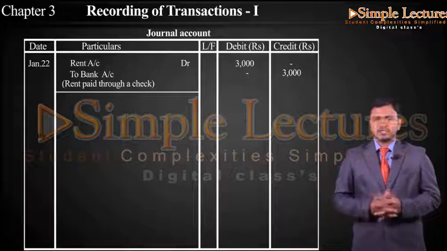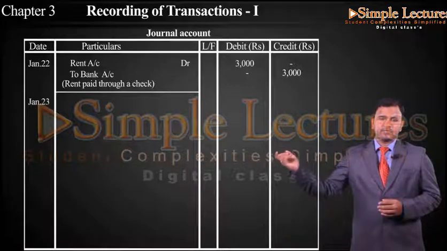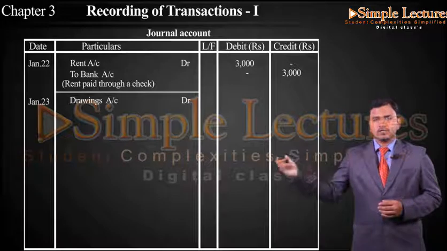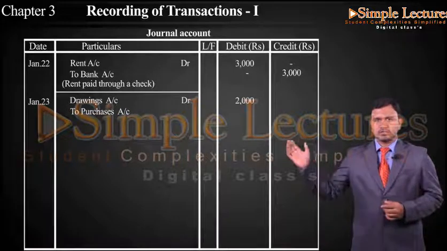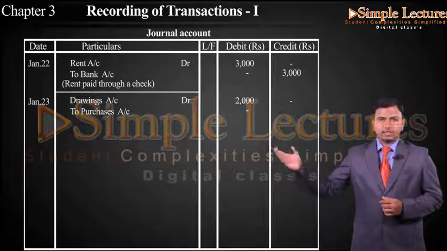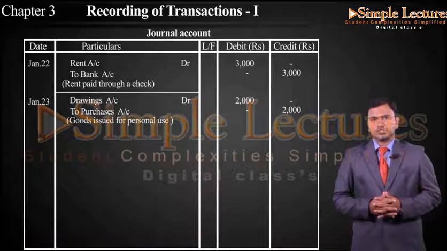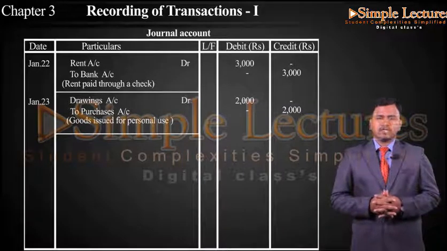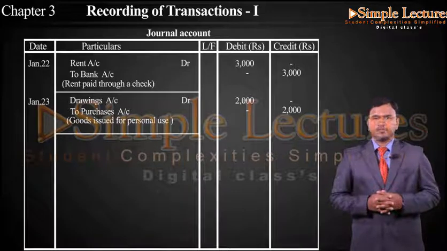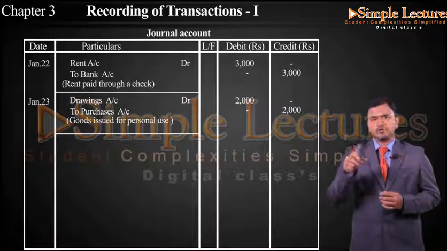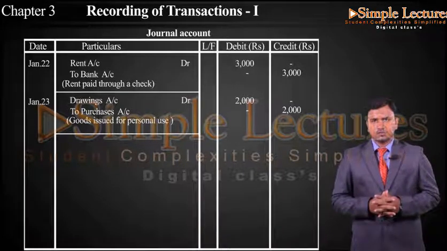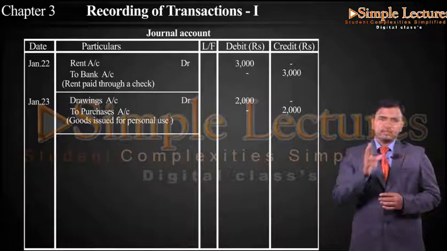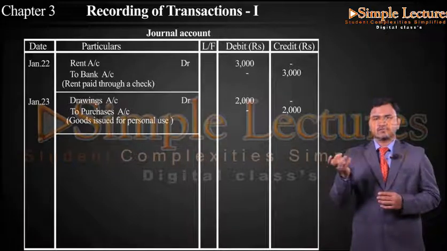So let us take the journal entry for this. Date will be Jan 23rd, drawings account debtor to purchases account, 2,000 debit, 2,000 credit. Narration: being goods issued for personal use. The next transaction we have on Jan 24th: withdrawn cash from bank for office use, 6,000. Here the cash was withdrawn from the bank for office use. This will not be considered as a drawing. This will be considered only as cash withdrawn from the bank.